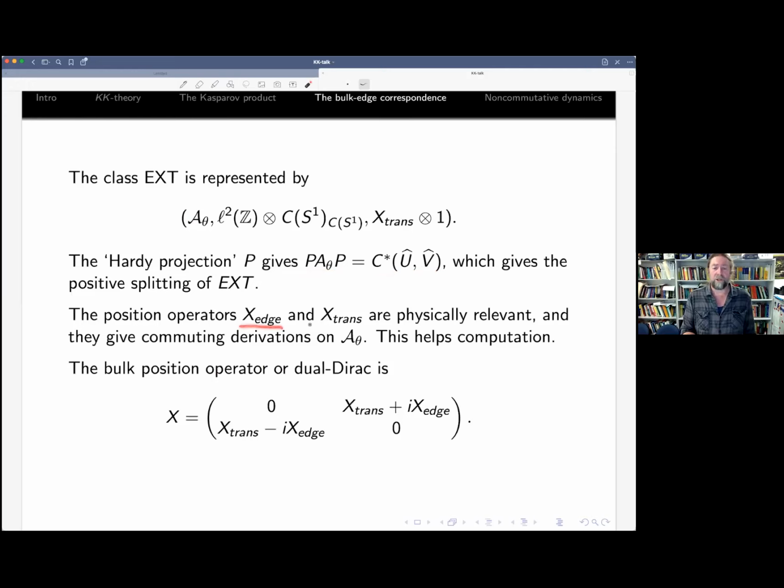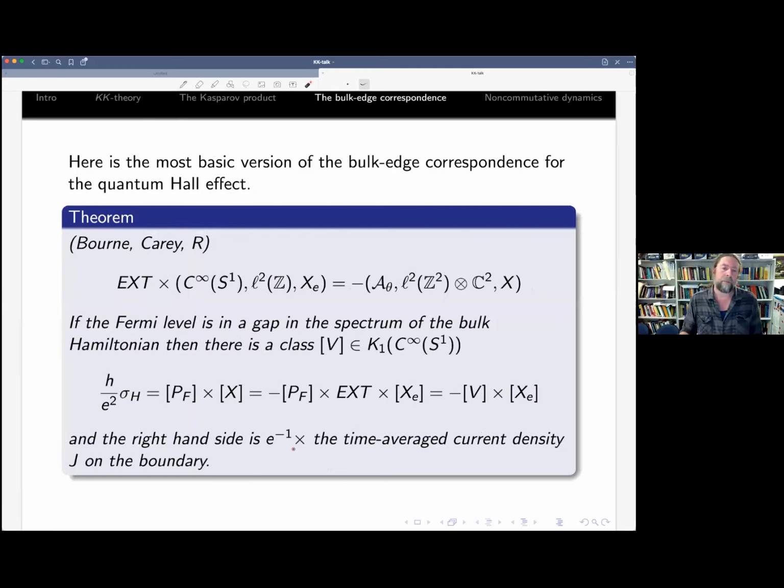Of course, the position operators are physically relevant, and in this setting, they also give commuting derivations on the rotation algebra. And we can build a position operator for the bulk in this sort of Dirac way here. And this is about the simplest version of the bulk edge correspondence due to Chris Bourne, Alan Carey, and myself. It was just after the Hausdorff meeting, I guess 2014, 15.